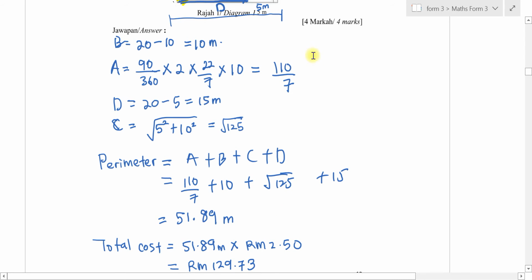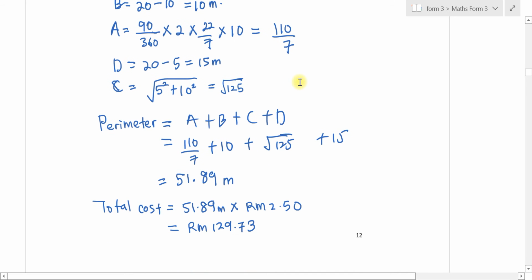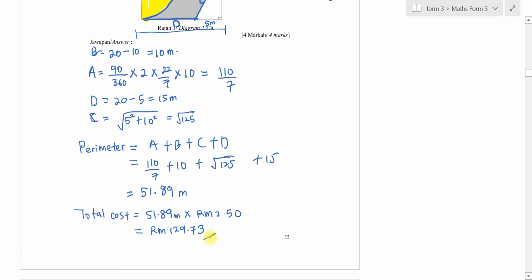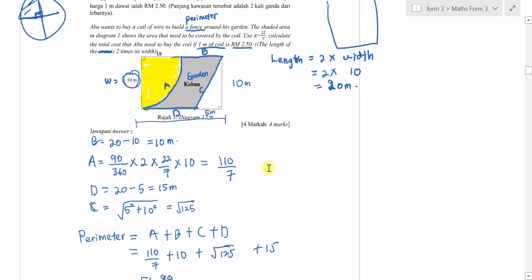This one we can still write in square root form. We can write in fraction form. So don't simplify earlier. I see a lot of students simplify earlier. No, not like that. Okay, so this is the first question. We settle this. Okay, now we go to the second question.